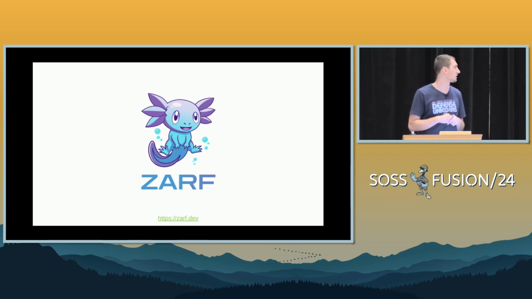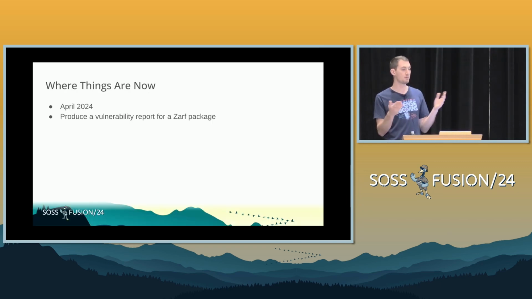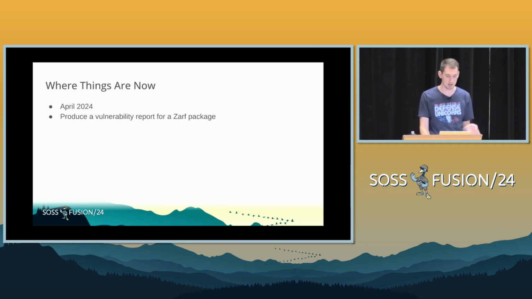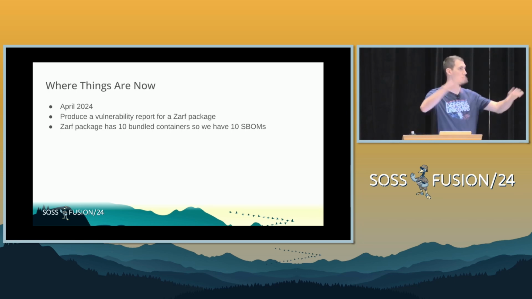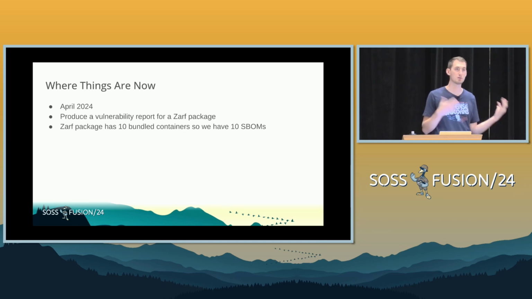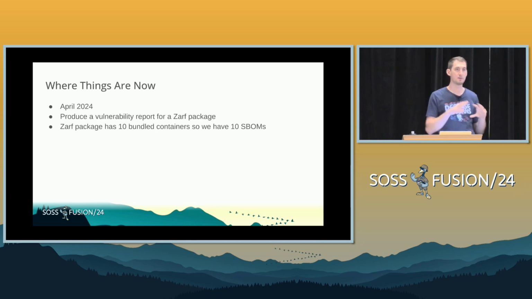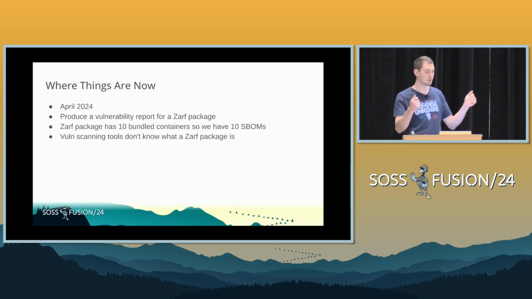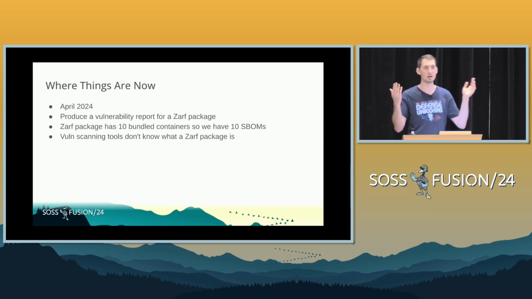And so I was working with some Zarf stuff. I had to produce a vulnerability report for a given Zarf package. A Zarf package could have 10 containers bundled in from all across the internet in different registries. When we build a Zarf package, we produce an SBOM for each of those containers that we put into it. So now I have an OCI artifact, or basically a big tarball, with 10 SBOMs built into it. I went to scan that with a pretty well-known vulnerability tool like Trivy or Grype, and the tools obviously blew up because they have no idea what a Zarf package is.